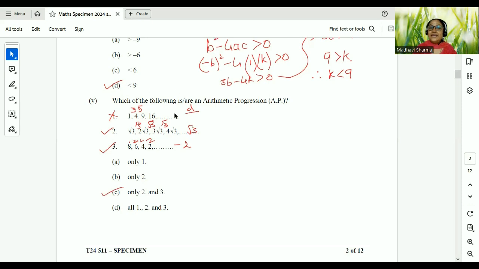Which of the following is or are an AP? Here, the first difference d is 3. The next difference is 5. No. Here the difference everywhere is root 3, root 3, root 3, root 3. Here I've written the differences. Here the difference is minus 2, minus 2, minus 2. So 2 and 3 are AP.